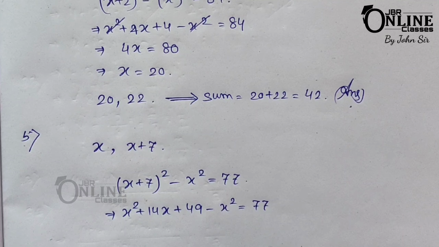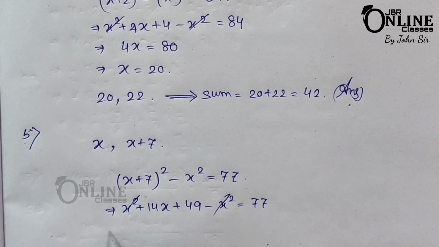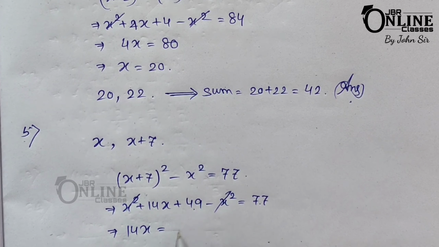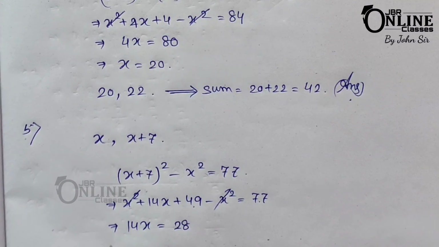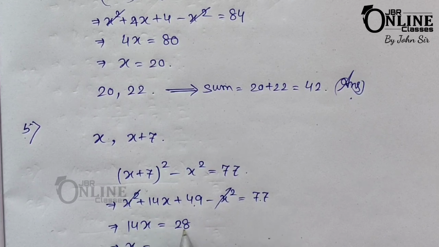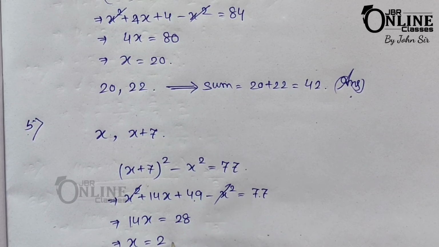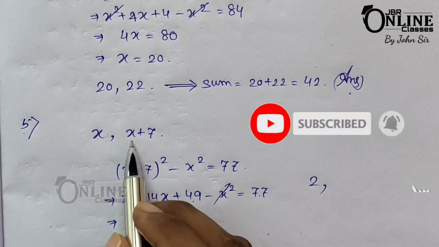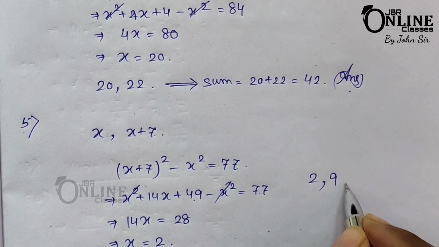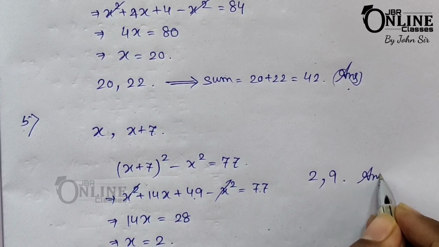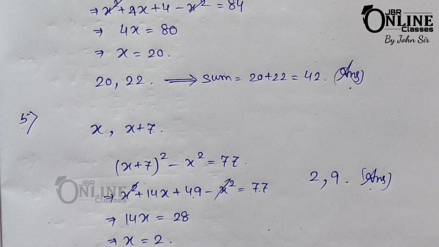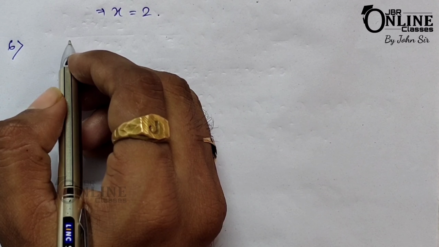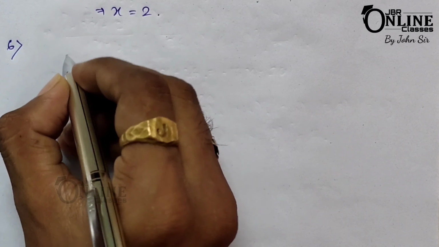So finally that will be 14x, and here 77 minus 49, that equal to 28. So here x equal to 28 by 14, and that equal to 2. So the first number will be 2, and the second number 2 plus 7, that equal to 9. So 2 and 9 is the answer. Now sum number 6. In sum number 6, the numerator of a fraction is 4 less than the denominator.